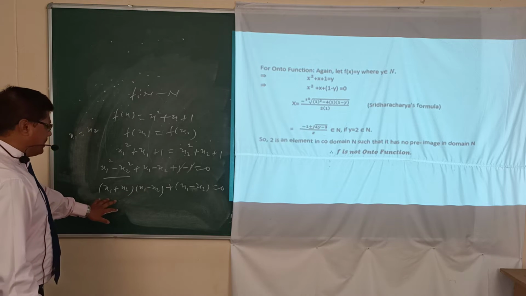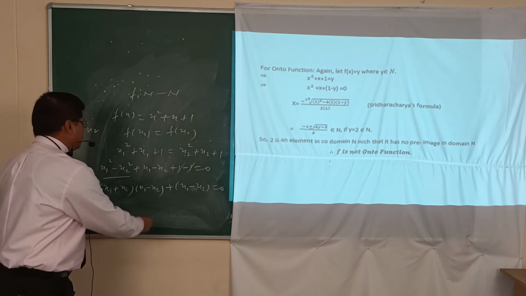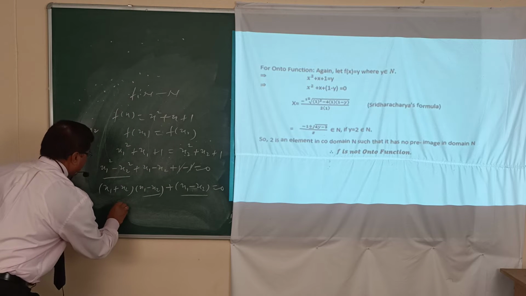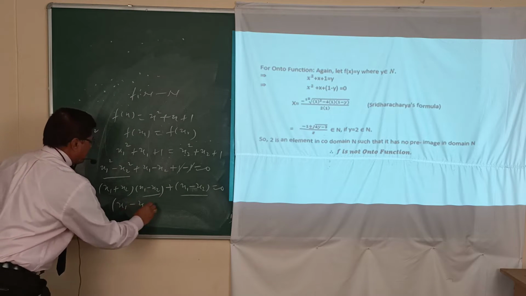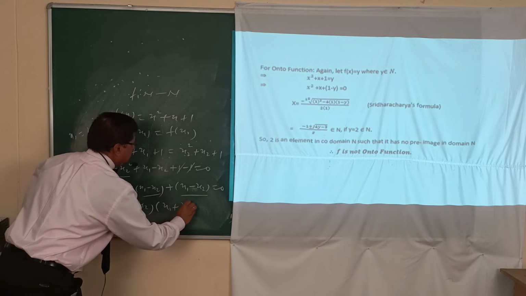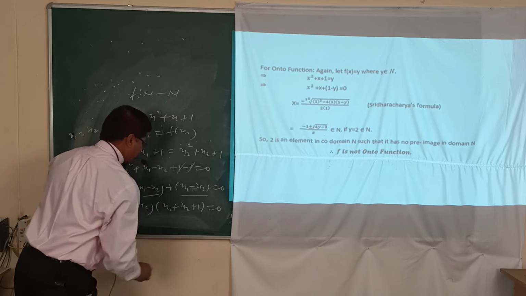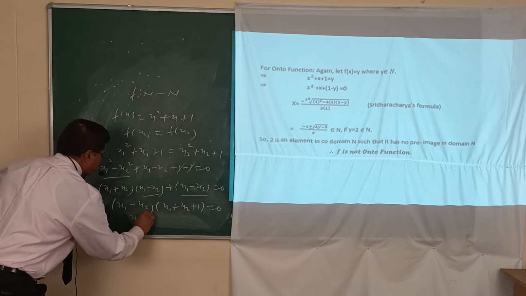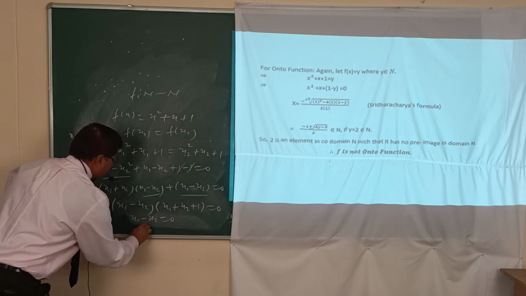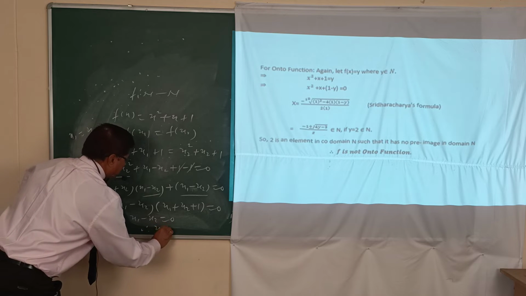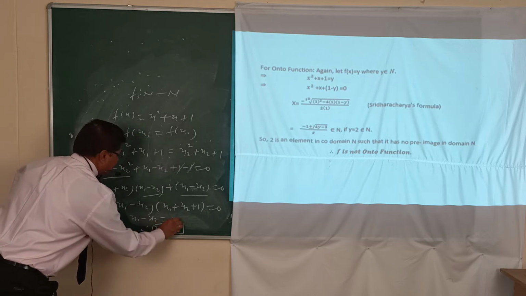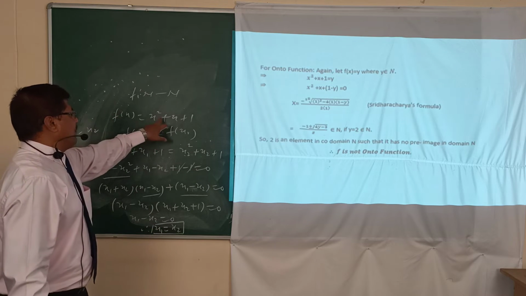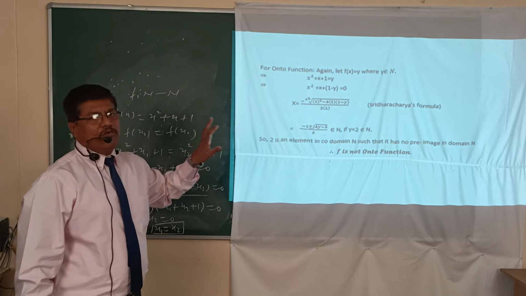Now for further simplification, from these two terms you can take x1 minus x2 common. So when we take out the common x1 minus x2, what is left here? x1 plus x2 plus 1 equals 0. So this trinomial is given equal to 0, and both are equal to 0. Therefore x1 equals x2. So we get x1 equal to x2. It means the given function x square plus x plus 1 is a one-one function.